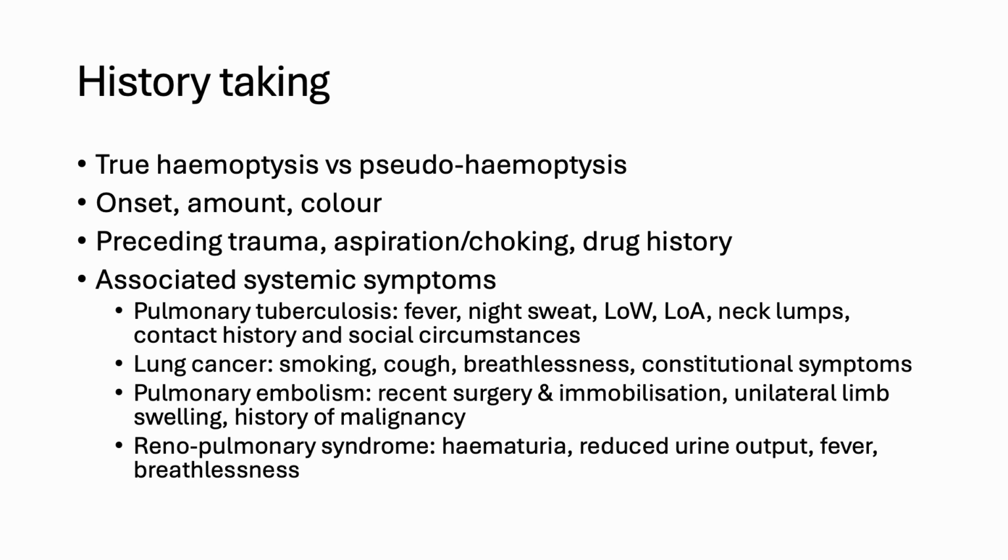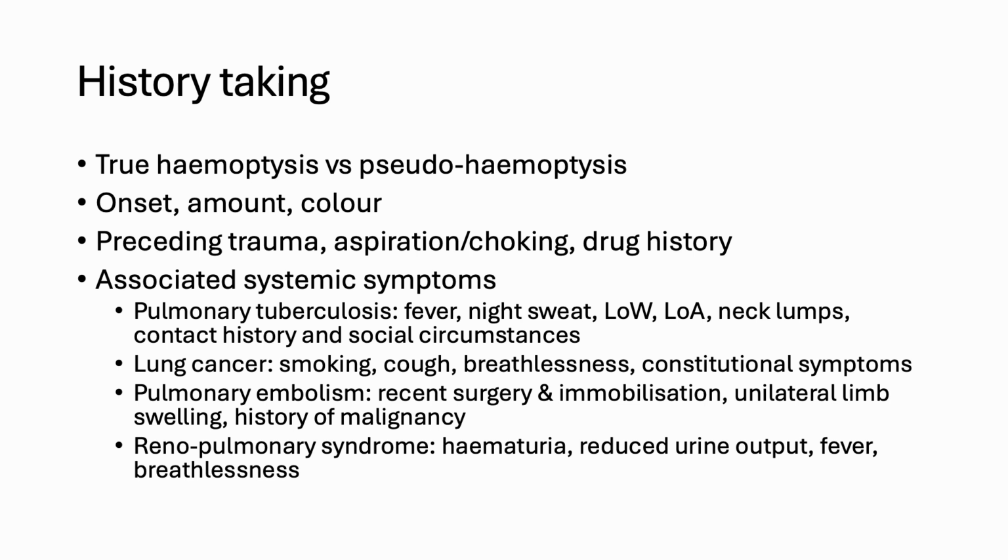We will ask the associated systemic symptoms based on our clinical suspicions on the differential diagnosis. If we suspect pulmonary tuberculosis, we should specifically look for fever, night sweat, loss of weight, loss of appetite, neck lump, contact history, and the social circumstances the patient is from.